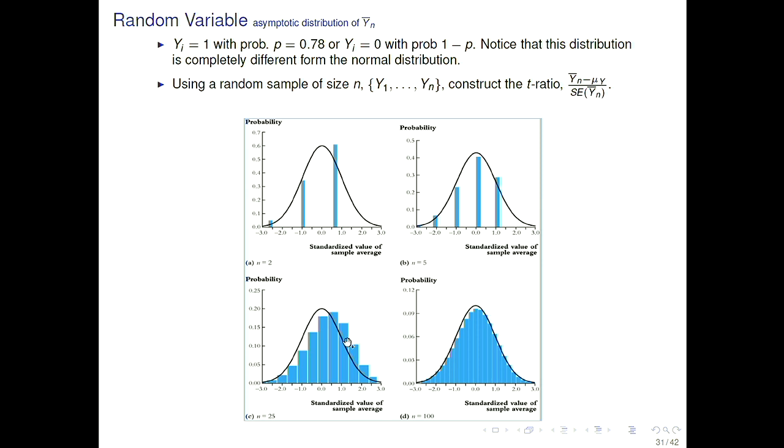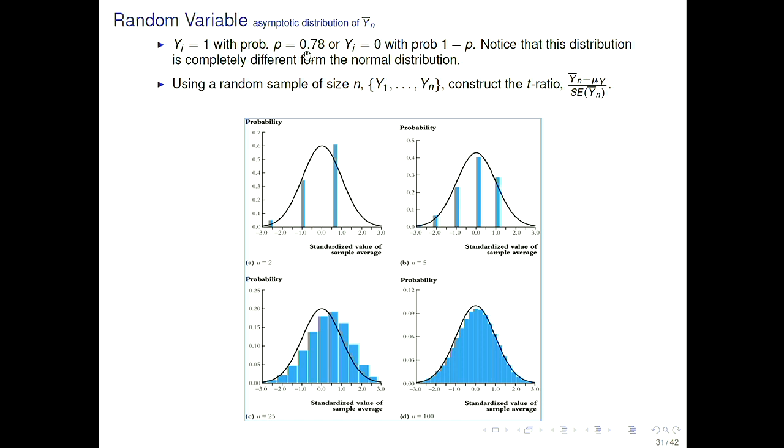So here we have a very interesting example. The underlying distribution is a Bernoulli distribution, which is a distribution for a binary random variable. It takes value 1 with some probability. In this example, the probability is set to be 0.78. Otherwise, the random variable is 0. So it takes value 1 or 0, and everything else is impossible. This is a very simple distribution, and also very different from the normal distribution.